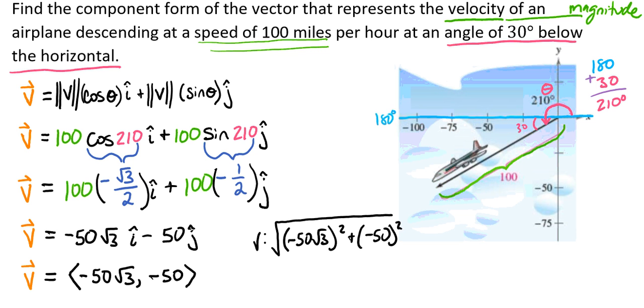And when we plug that into a calculator, we see that we get an answer of 100, which is the magnitude that we were given for the initial problem. And so our problem checks out and we're finished. And so here is our component form of our vector.